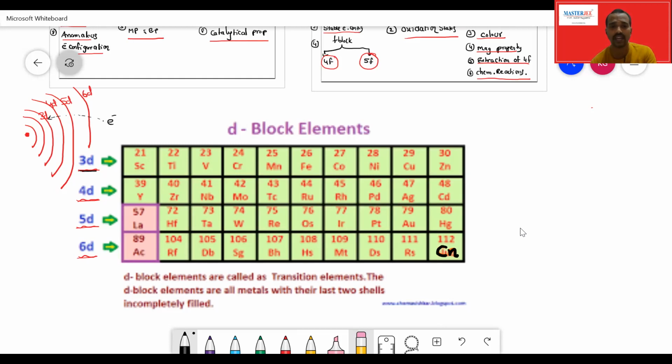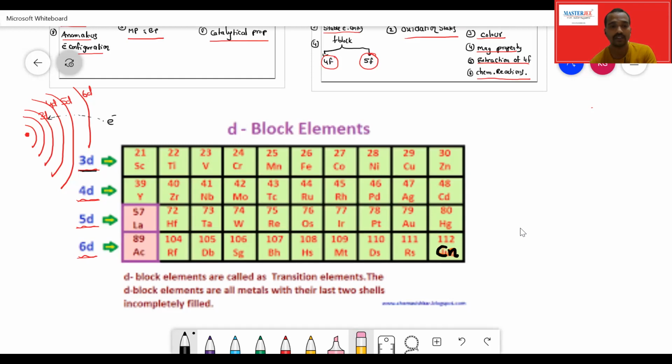For example, scandium. What is its electronic configuration? Its atomic number is 21. Argon 3d1 4s2, then 3d2 4s2, 3d3 4s2, 3d5 4s1, 3d5 4s2, 3d6 4s2, 3d7 4s2, 3d8 4s2, 3d10 4s1, 3d10 4s2. That means the differentiating electron enters into the 3D level here.